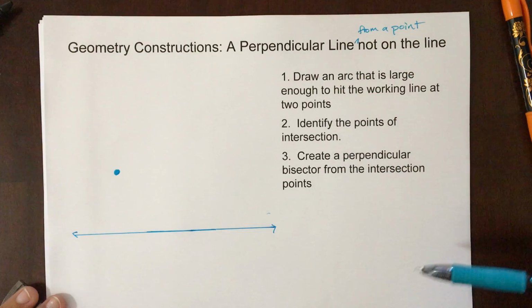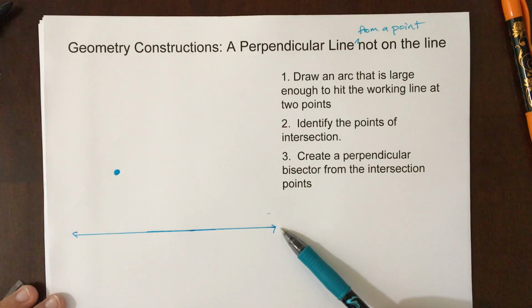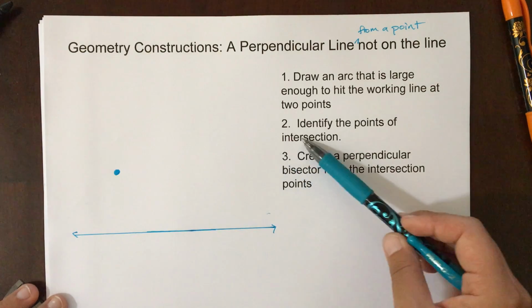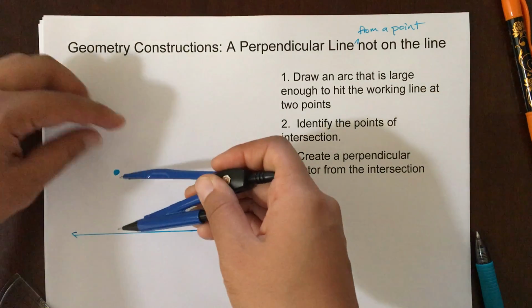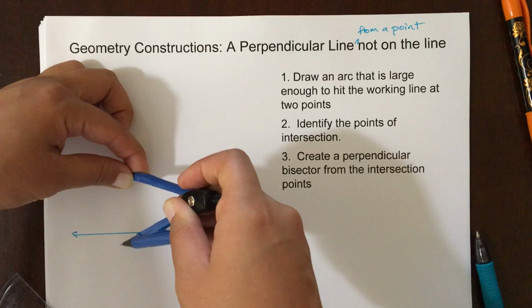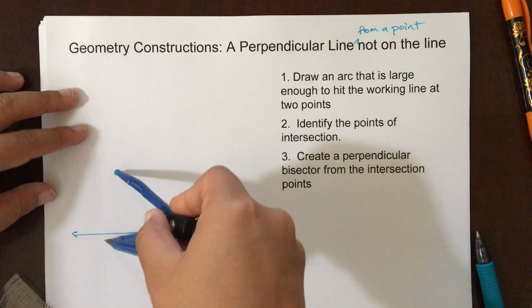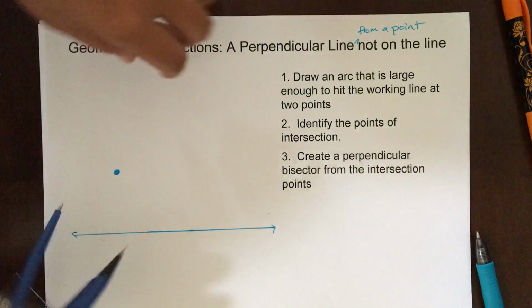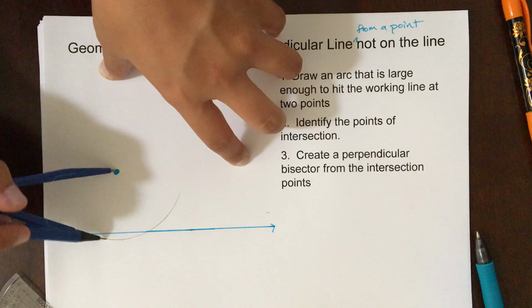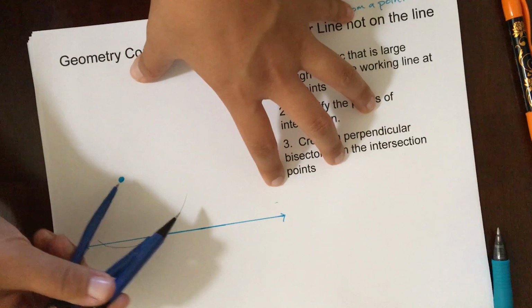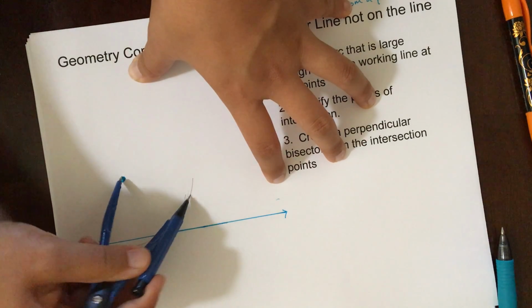Here are the steps on the right. Draw an arc that is large enough to hit the working line, this is the working line, because I'm going to work off of it, and identify the points of intersection. Okay, so my arc has to be larger than the distance from the line. So I'm going to draw in an arc, and it's going to hit the line at 2 points. Well, this is why I recommend you turn your paper.